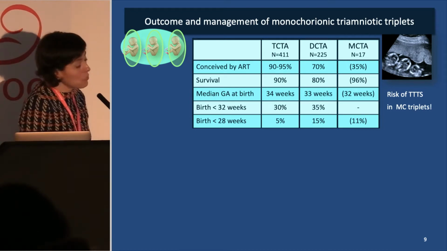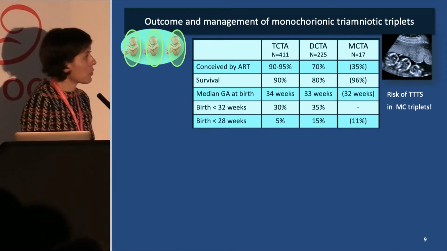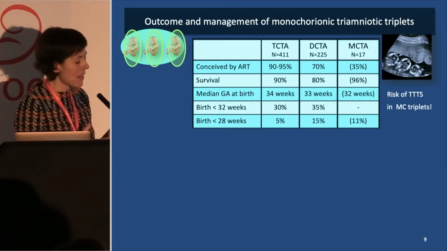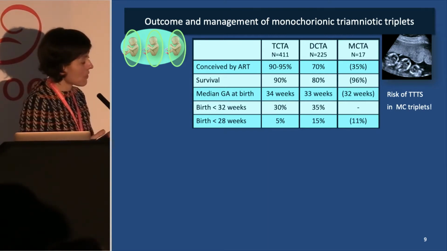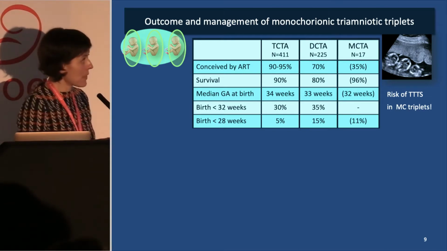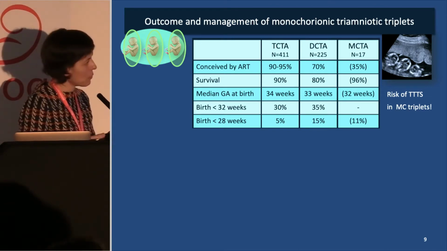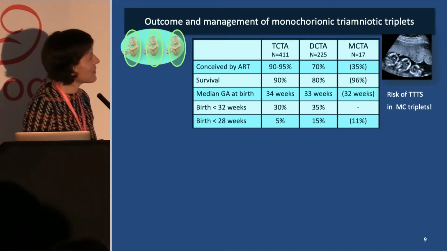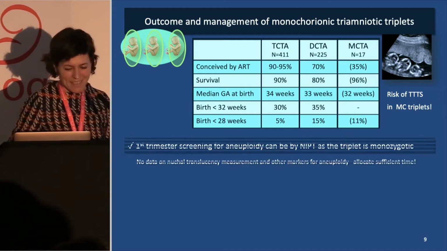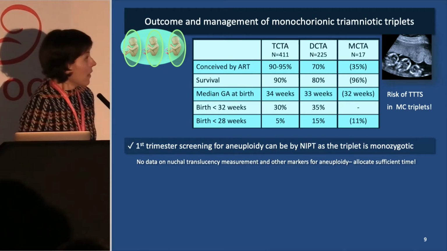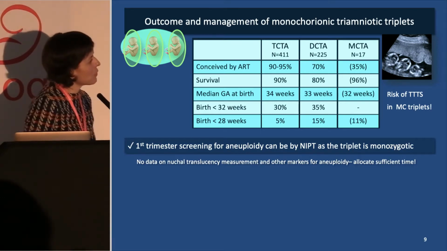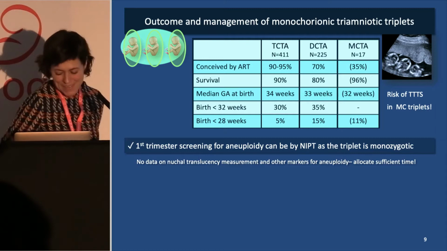And you can do laser surgery like in monochorionic twins, but the issue here is that you have to separate the 3 babies. Like I showed you on my first picture of the placenta, you have to separate the 3 babies, because if you separate only 2, then a new imbalance can occur in the ones that are unseparated. So it's a very complex situation. The good thing in monochorionic triplets is that you theoretically can use NIPT, and we do use it in monochorionic triplets because they are monozygotic.